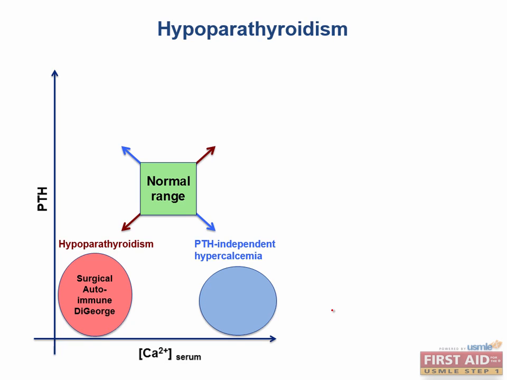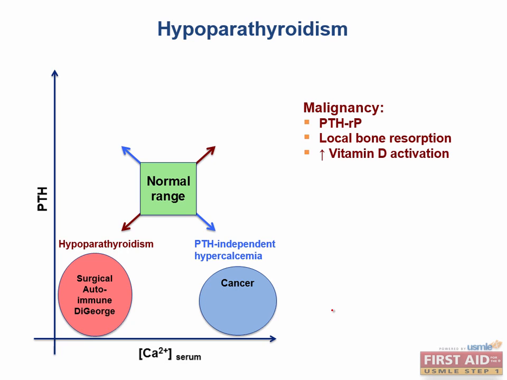Weirdly enough, it's not anything obvious like eating too much calcium. The answer is actually cancer. Solid tumors can cause an increase in blood calcium by either secreting parathyroid hormone-related peptide, causing local bone resorption like in multiple myeloma or bone mets, or increased activation of vitamin D.